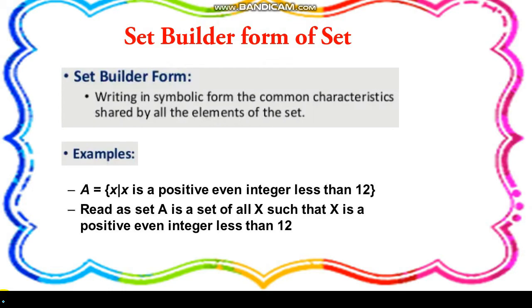For example, this set is written in the form of a set builder. Here we use different symbols to represent the common characteristics shared by the elements of the set. So how can we read this set in set builder form? We read it as: set A is a set of all x such that x is a positive even integer less than 12.